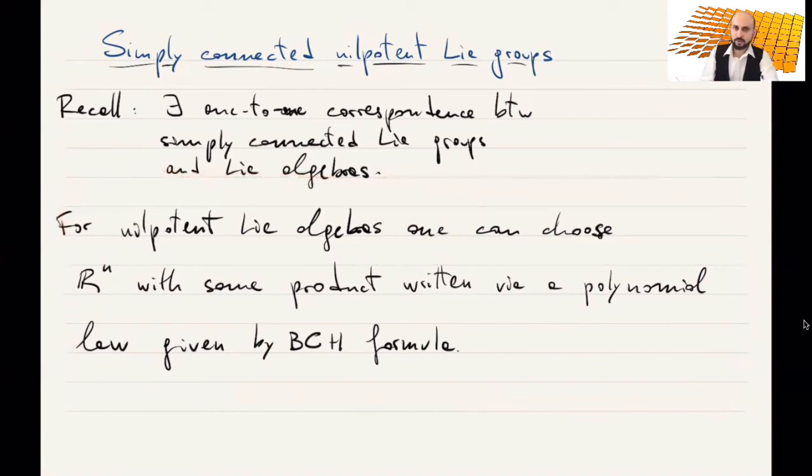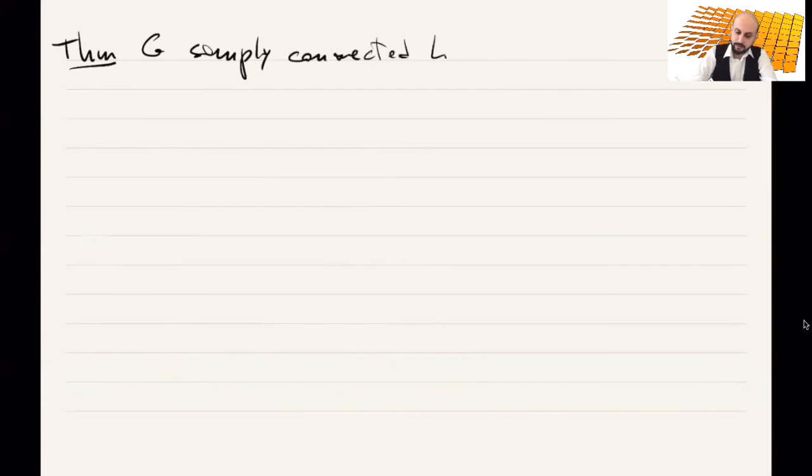Okay, so the main point is that for simply connected nilpotent groups, the exponential map is a global diffeomorphism, and really the Baker-Campbell-Hausdorff formula is not a formula that only holds in the neighborhood of the identity, but really globally. Okay, let's state this as a theorem and then prove it. So theorem. So let's say that G is a simply connected Lie group.